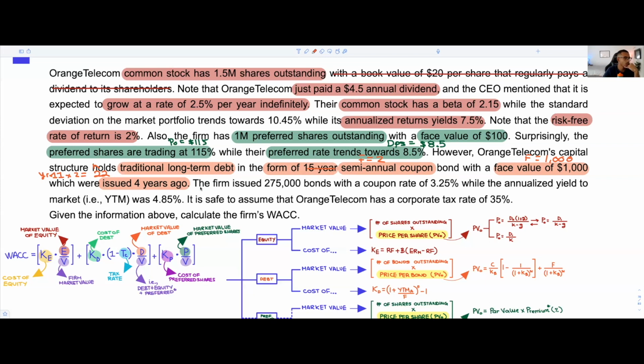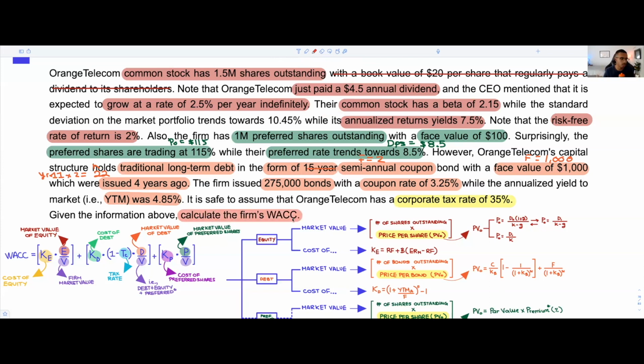That said, let's highlight the stuff that we need. So we have 275,000 bonds, a coupon rate of 3.25%. And then we know that the yield per year is 4.85. And with that, you could also note that our corporate tax rate is 35%. We know that what we're solving for is WACC.